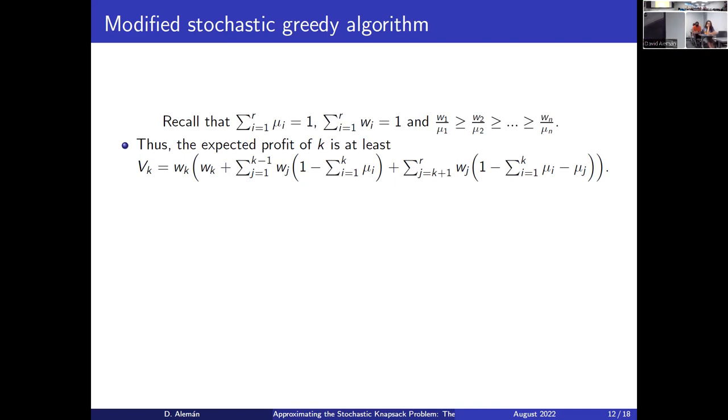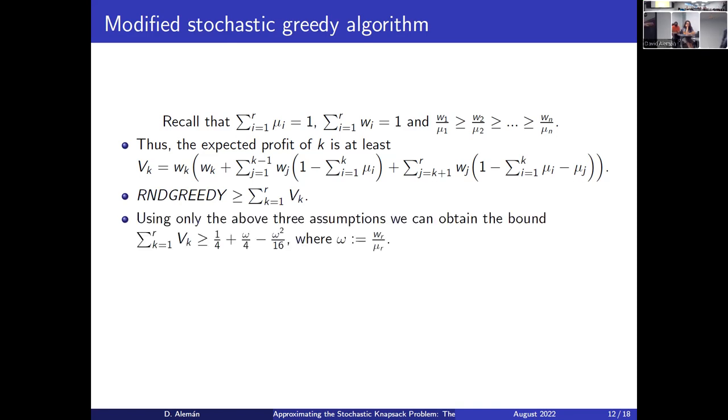Now, as I told you, I was just going to get you started, so I'm not going to prove what follows, but this follows by linearity of expectation. But now, using only the above three assumptions, one can obtain the following bound for this summation. The proof is kind of tedious, but it's nice in the sense that it is basically just algebra.